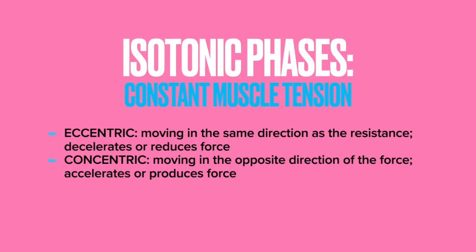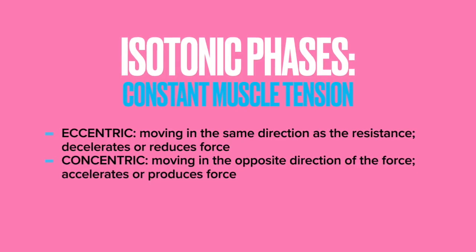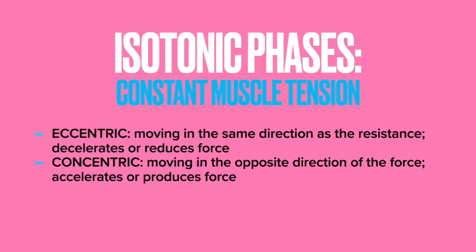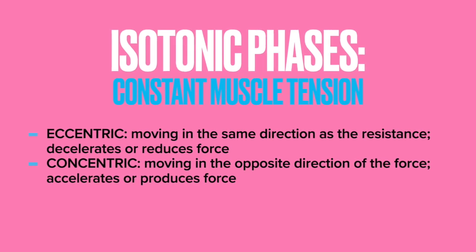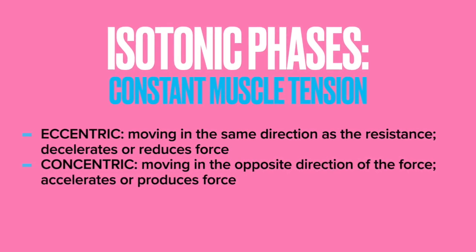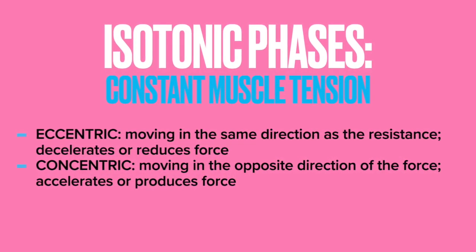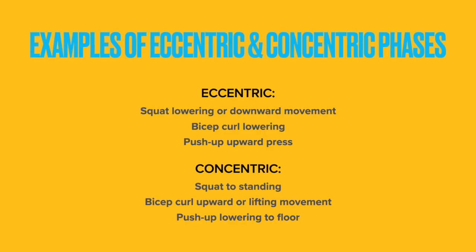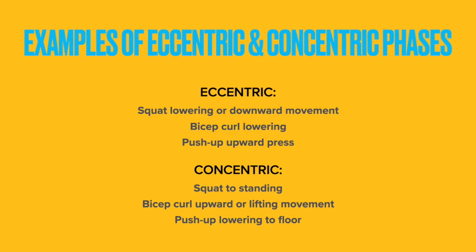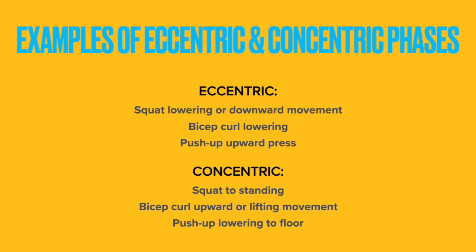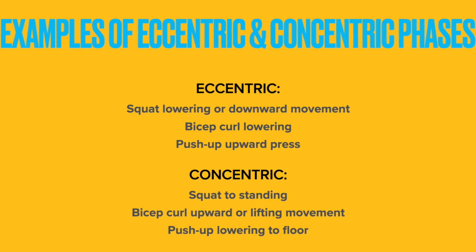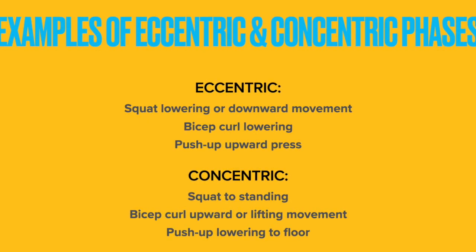The second movement of isotonic movements is the concentric phase. This phase occurs when the working muscle group is moving in the opposite direction of the generating force. It is also the phase where acceleration or force is produced. Together, the eccentric and concentric phases work counteractively to form the force-producing or accelerating and reducing force or decelerating actions of all movements and exercises.